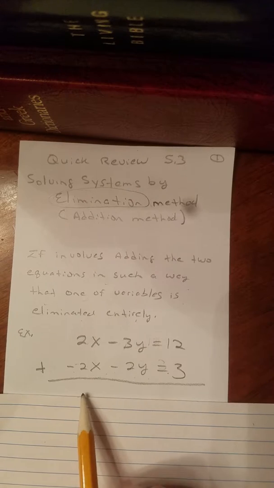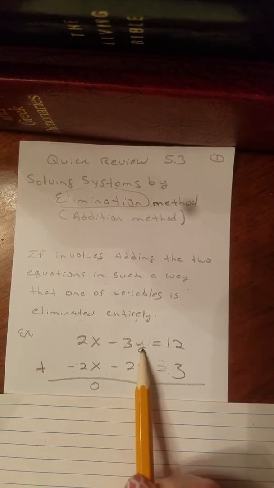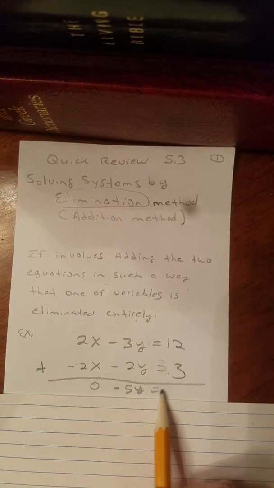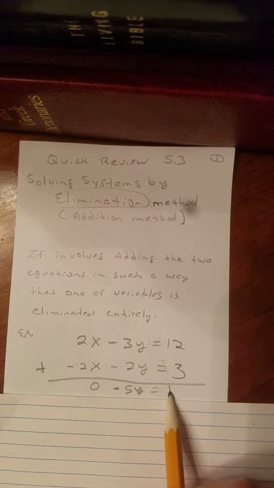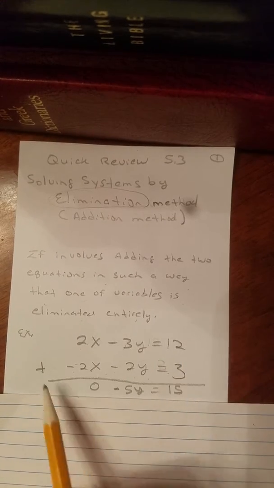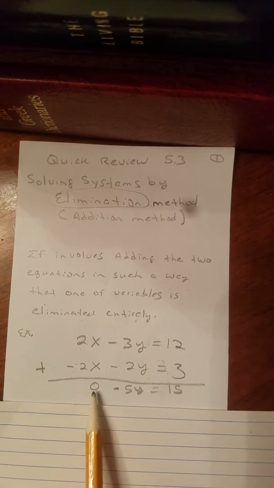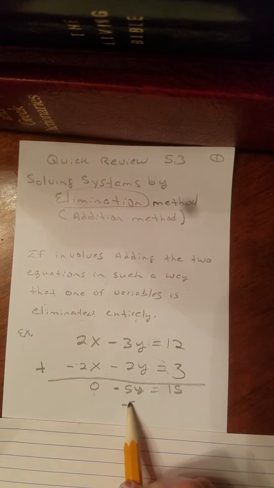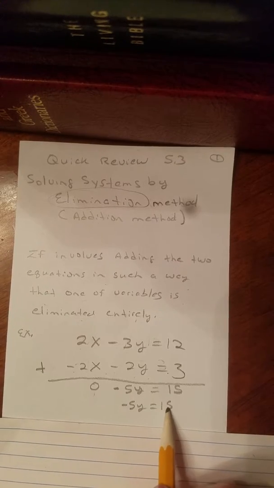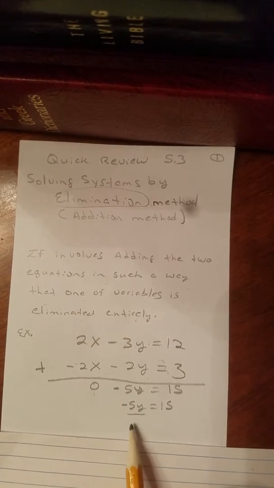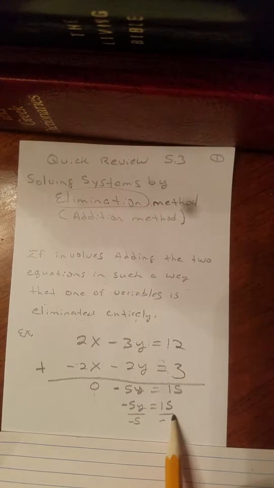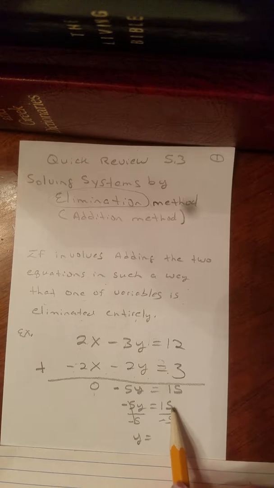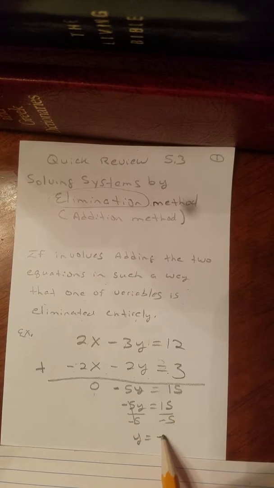2x minus 2x is 0. Negative 3y minus 2y is a negative 5y. And 12 plus 3 is 15. So I've taken the two equations, I've added them together, and one of the variables canceled out. So I'm left with negative 5y equals 15. I'm going to solve for y, divide both sides by negative 5. This becomes 1. I get y equals 15 divided by negative 5, which is negative 3.